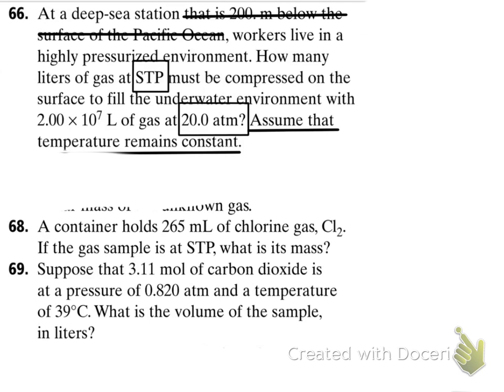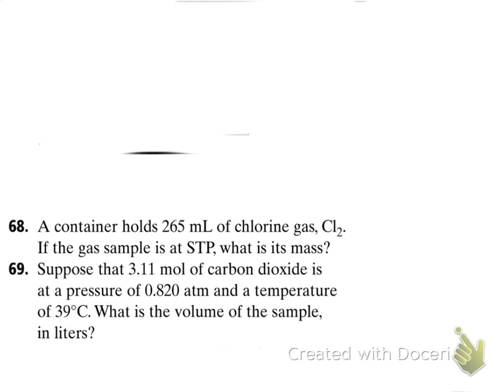Okay? But let's look now at numbers 68 and 69 real quick. Actually, 68 first. So, number 68, let's read it. A container holds 265 milliliters of chlorine gas, Cl2. If the gas is at STP, what is its mass? Now, this is important. If the gas is at STP, whenever you have a gas at STP, the little red flag should go up, okay?